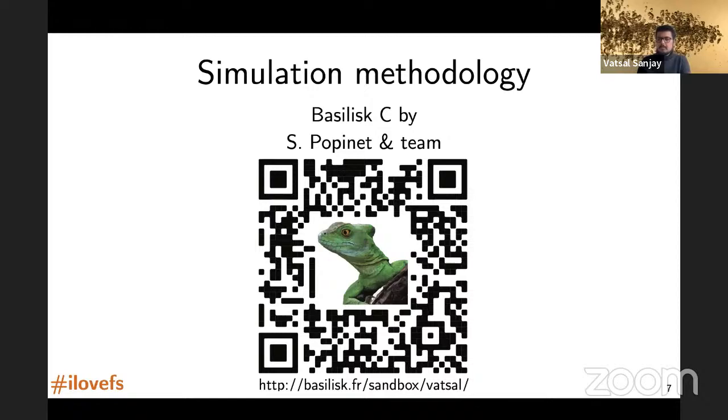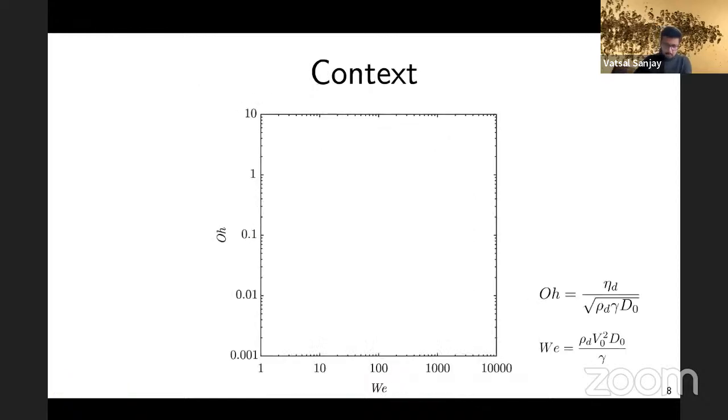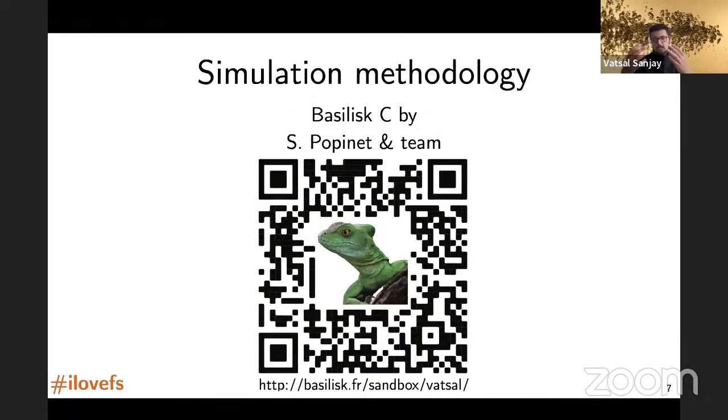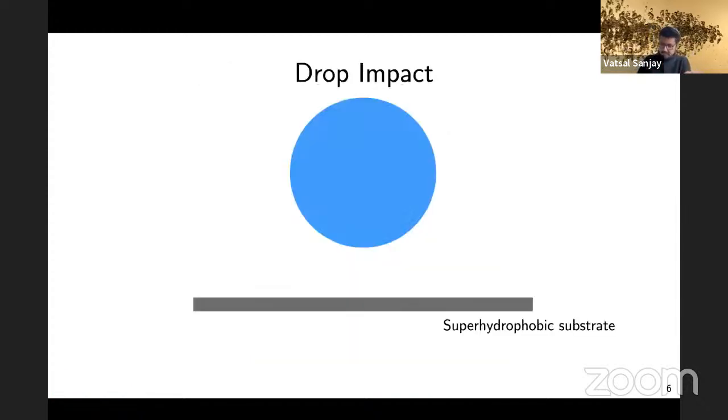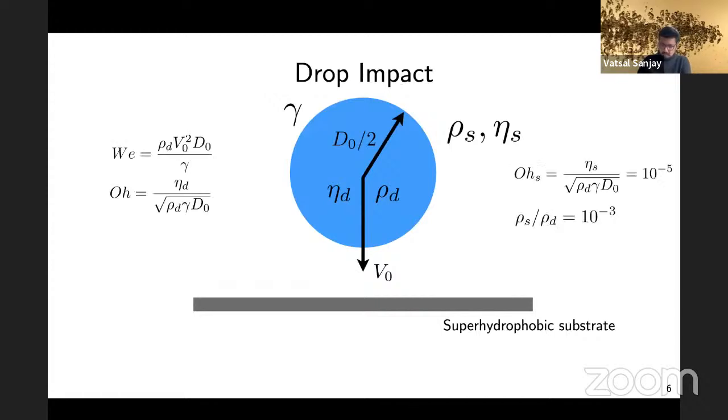The only thing to remember is that the way we will model these droplets on a superhydrophobic surface is by assuming that there will always be a thin air layer between the droplet and the superhydrophobic surface. So that's one piece of information that you need to know.